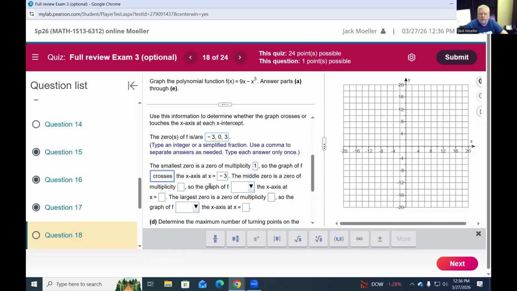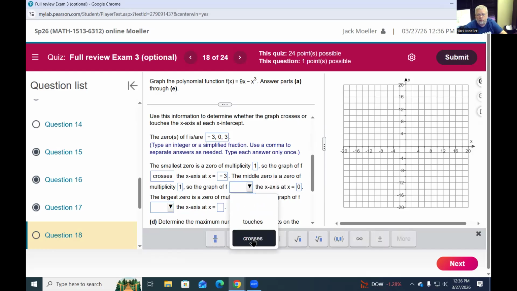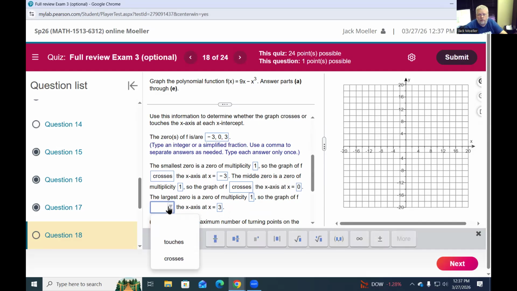The middle zero was 0, so at x equals 0, it has a multiplicity of 1, because they all have multiplicity of 1 in this case. So it crosses. And then the largest zero is the one on the right, which is 3. It has a multiplicity of 1 again, because we didn't have any exponents on our factors. And so they all cross.